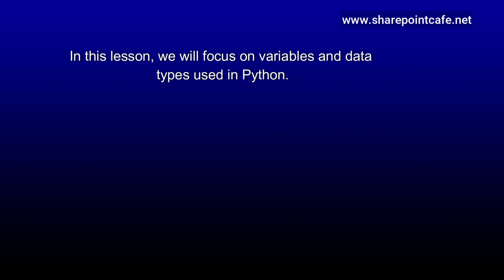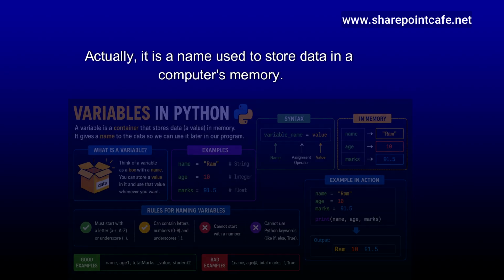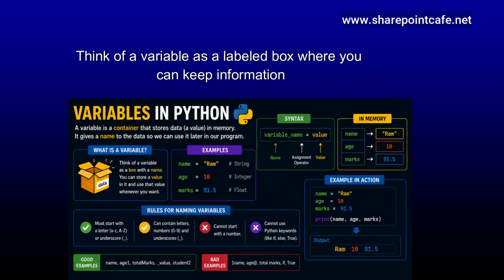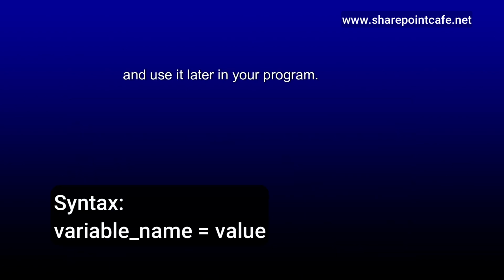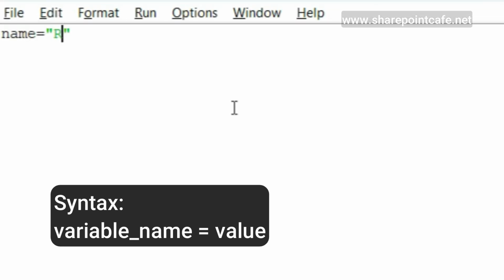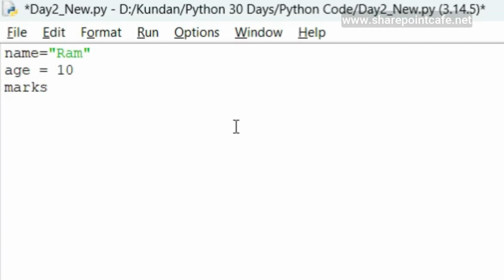Variables and data types. In this lesson, we will focus on variables and data types used in Python. What is a variable? A variable stores information. Actually, it is a name used to store data in a computer's memory. Think of a variable as a labeled box where you can keep information and use it later in your program. For example, name equals RAM, age equals 10, marks equals 91.